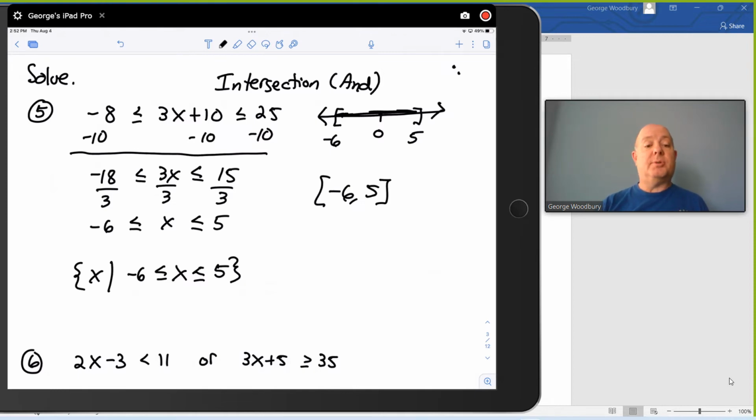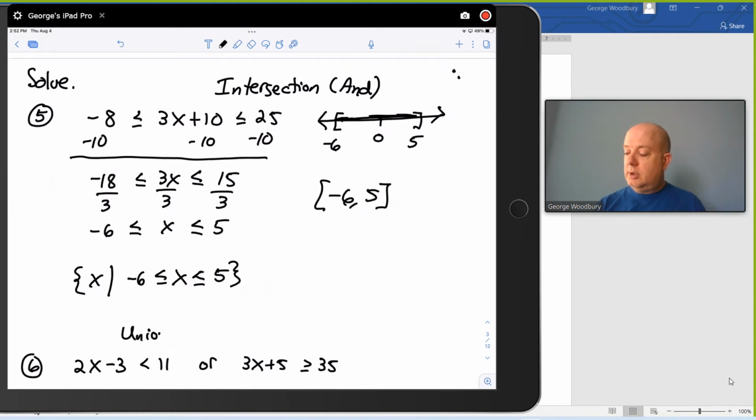The other example at the bottom of the screen, 2x minus 3 is less than 11, or 3x plus 5 is greater than or equal to 35. This is a union inequality or an OR inequality. To be a solution, it only has to make one of those two true. It can make both of them true, but it only has to make one to be included.